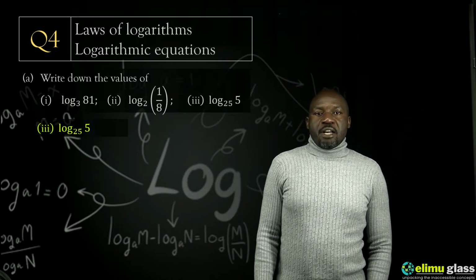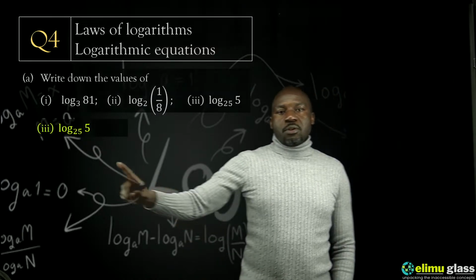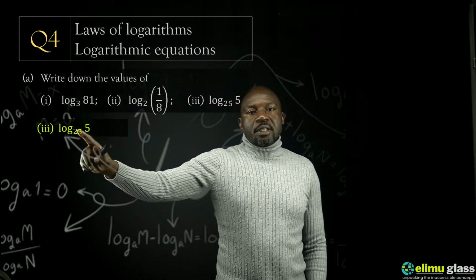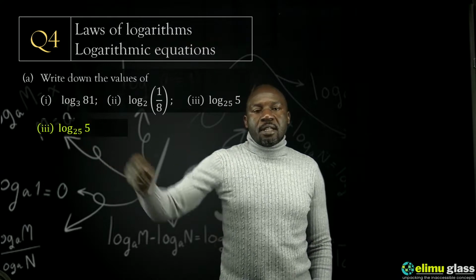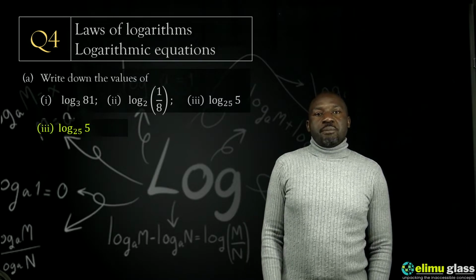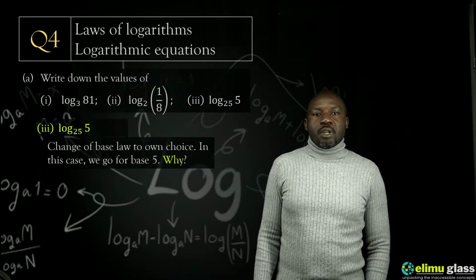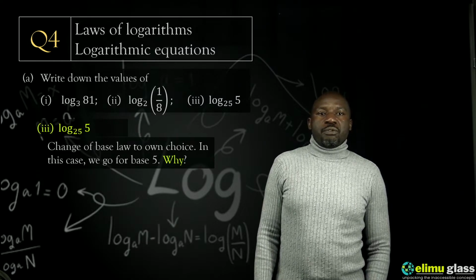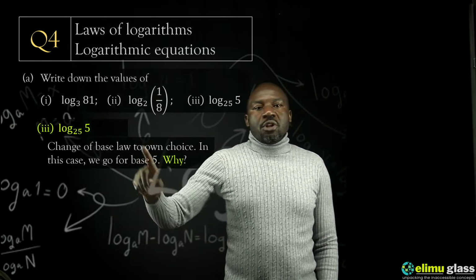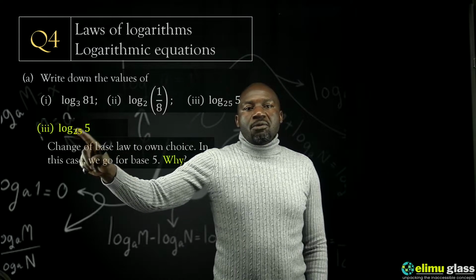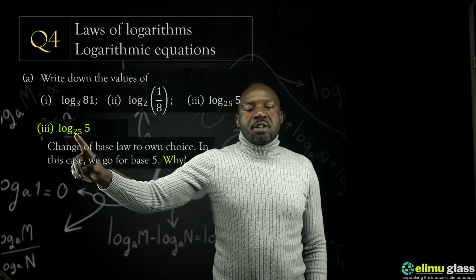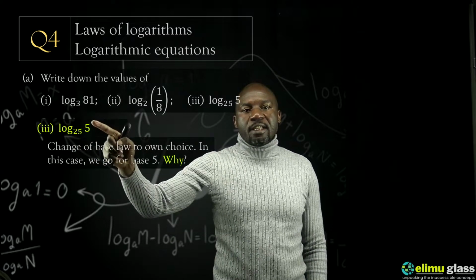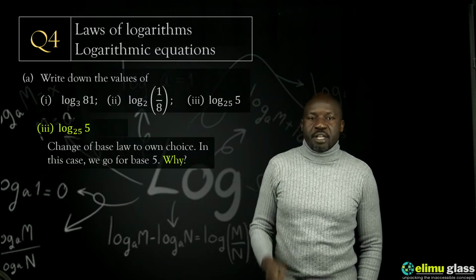Log to base 25 of 5 requires, because the base is a larger number than the power there, that we change the base using law number 6. In this case we go for base 5. Usually when you change base, you're allowed to change to any base. This is base 25, so we are going to change this to base 5, and the reason we are doing that is because I can see the number that we have there is 5.